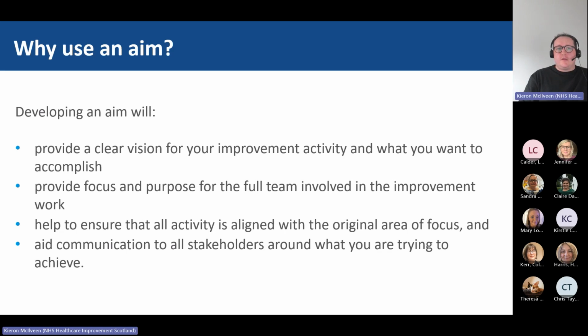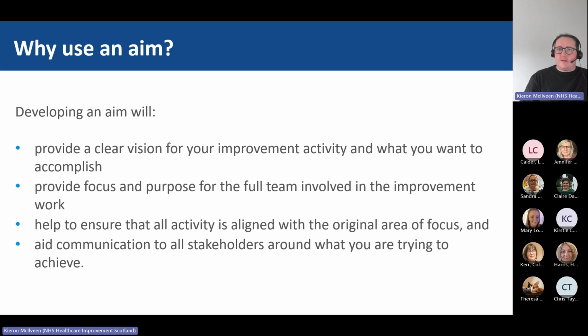So why would you use an aim? For developing an aim, we will look to provide a clear vision for your improvement activity and what you want to accomplish. A well-defined aim acts as the foundation for any improvement effort. It helps to establish what success will look like and sets measurable goals. It also provides us with a clear vision and guides decision making, ensuring that the project remains focused on achieving what the intended outcomes are.